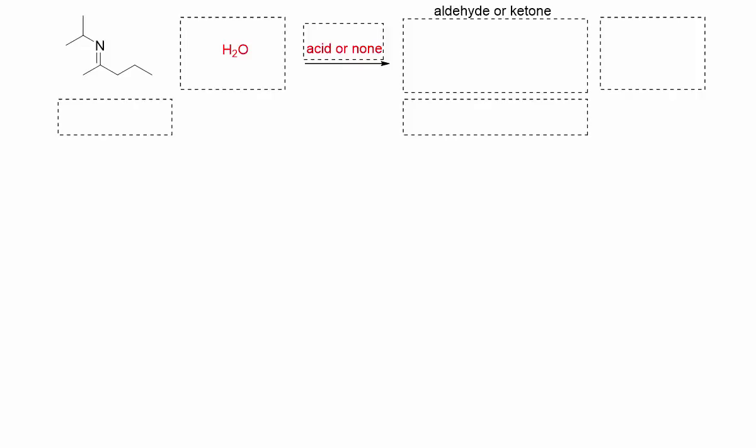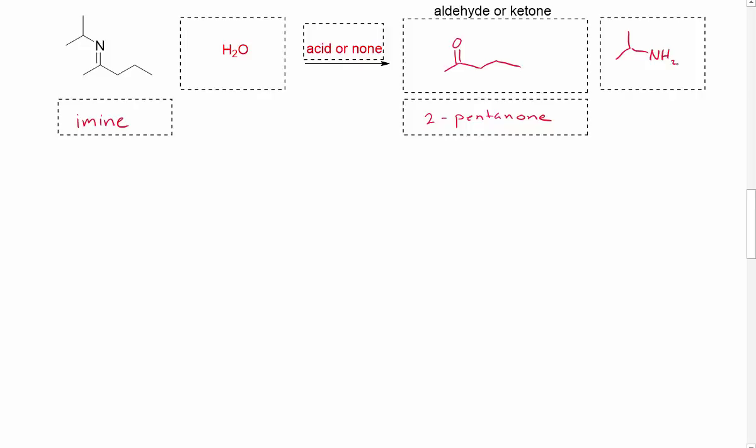The imine doesn't require a catalyst, but it could use an acid catalyst. So we're going to do the acid catalysis option first. Okay, so this is an imine. The aldehyde or ketone that it's derived from, we simply replace the nitrogen with an oxygen and keep the pi bond where it is. The side product of that would be the amine.